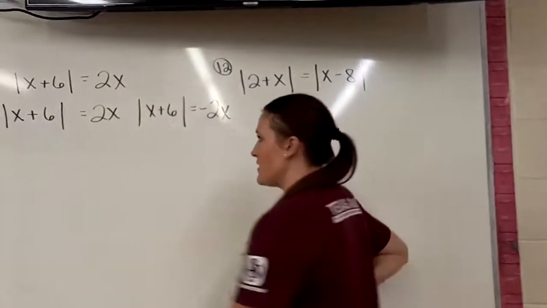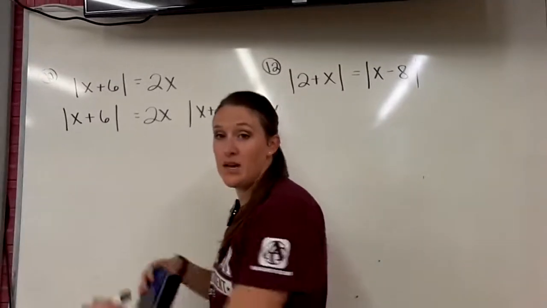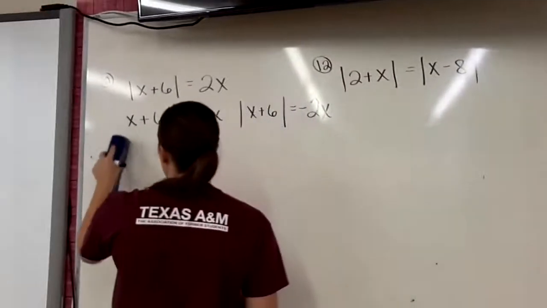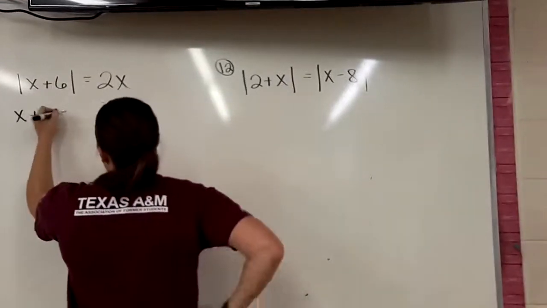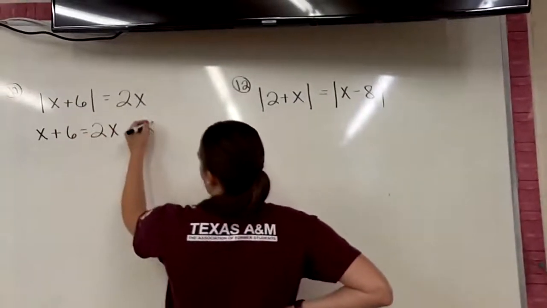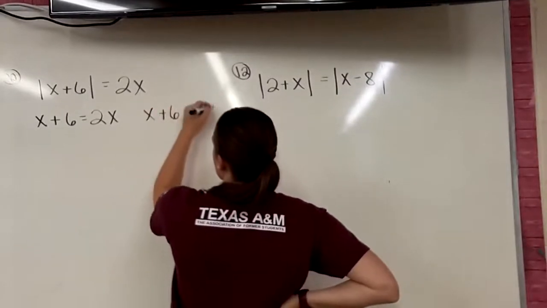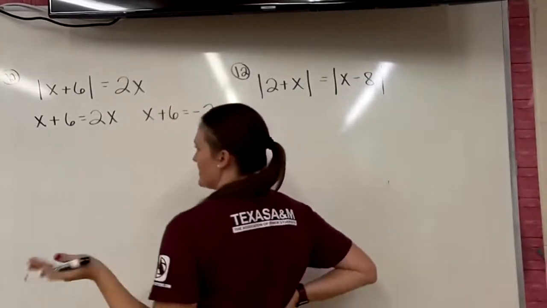I already messed up. I'm not supposed to write absolute value when I rewrite it. Sorry about that. I'm going to go ahead and scoop that over. I knew that didn't look right. My bad. There we go. That's better. Now I can solve.